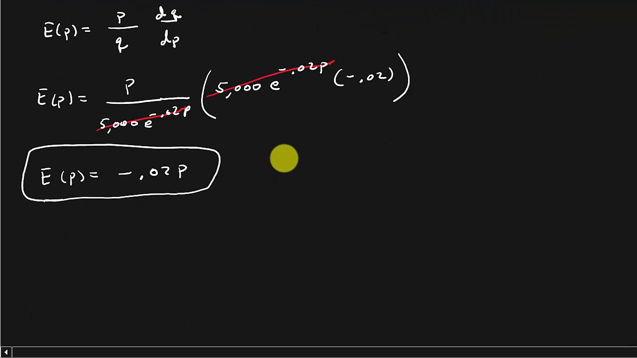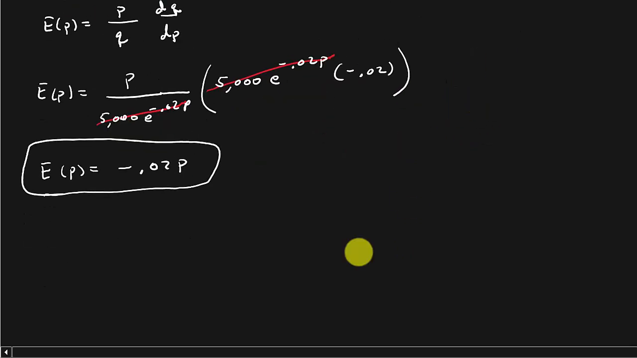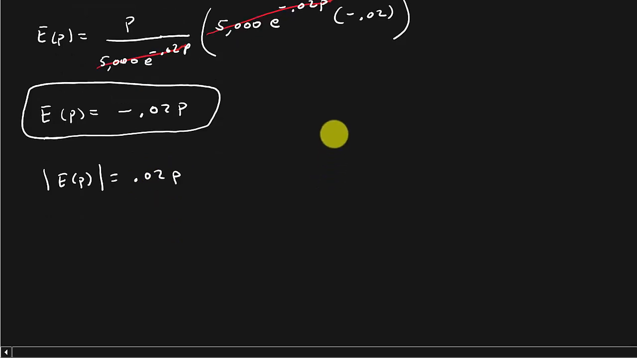All right, now we want to know, where is it of unit elasticity, elastic, and inelastic? Well, remember, that goes back to, and I'm going to do this down here. If I need more room, I'll just have to erase some stuff. So we've got the absolute value of E of P is equal to 0.02 p, right? Absolute value is positive.